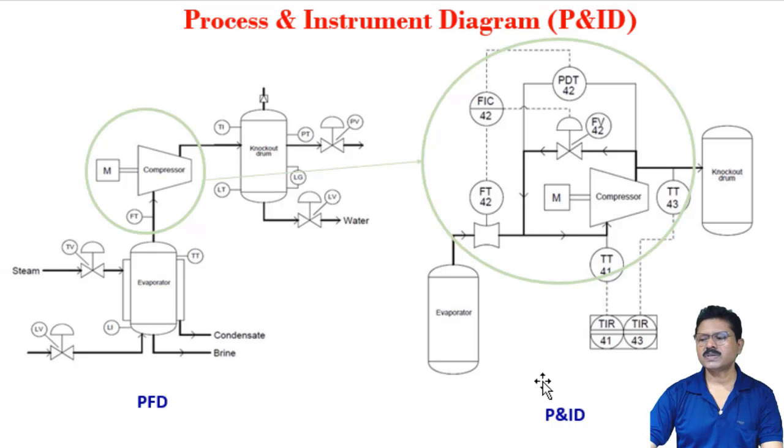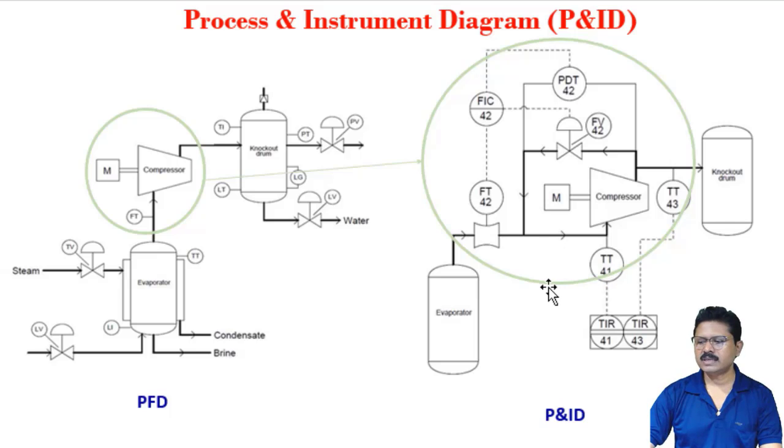So this is the process and instrumentation diagram. No control system was explained here, meaning the different control systems related to the compressor were not explained here. But in the case of the process and instrumentation diagram, this is just like a zooming of this part. All the control systems have been described. In this PFD, only one transmitter was indicated here. FT is the flow transmitter. Nothing more has been indicated in the PFD.